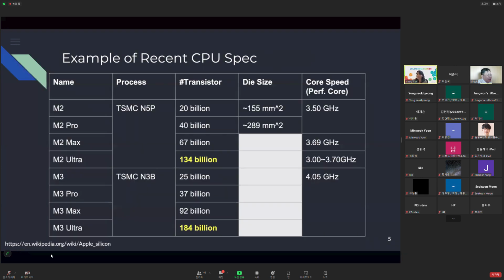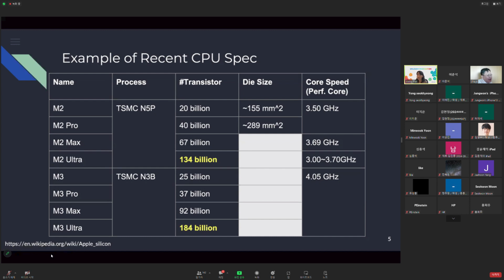Sure. Yeah, so about the connecting, as we move up from 5 nano to 3 nano, how much can you increase the speed of the clock? Oh, the clock speed, according to the spec, it's not that much, right? It's only like 3.5 gigahertz to 4 gigahertz.